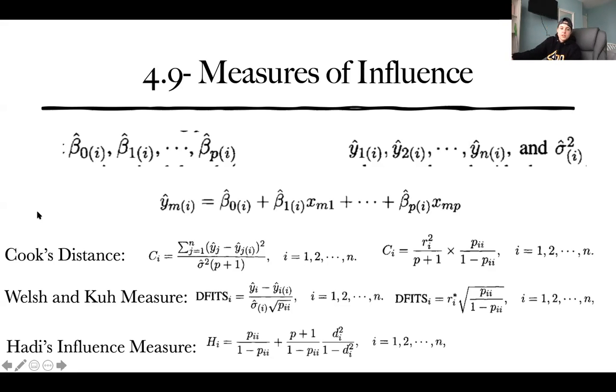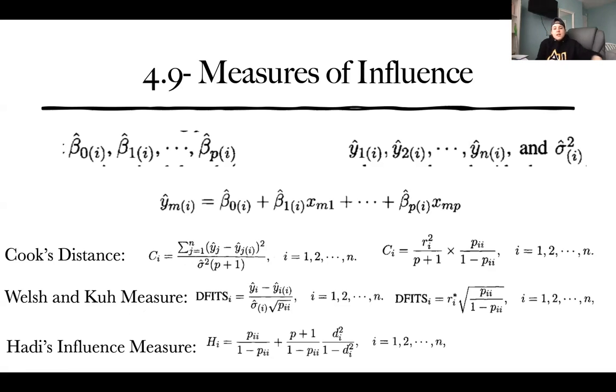So our first measure we're going to talk about is Cook's distance. So Cook's distance measures the difference between the regression coefficients obtained from the full data and the regression coefficients obtained by deleting the ith observation. So the way we find Cook's distance is we indicate it by our C sub i, which is equal to the summation from j equals 1 to n of y sub j hat minus y sub j sub i hat all squared. And we're going to divide that by our sigma hat squared times our p plus 1.